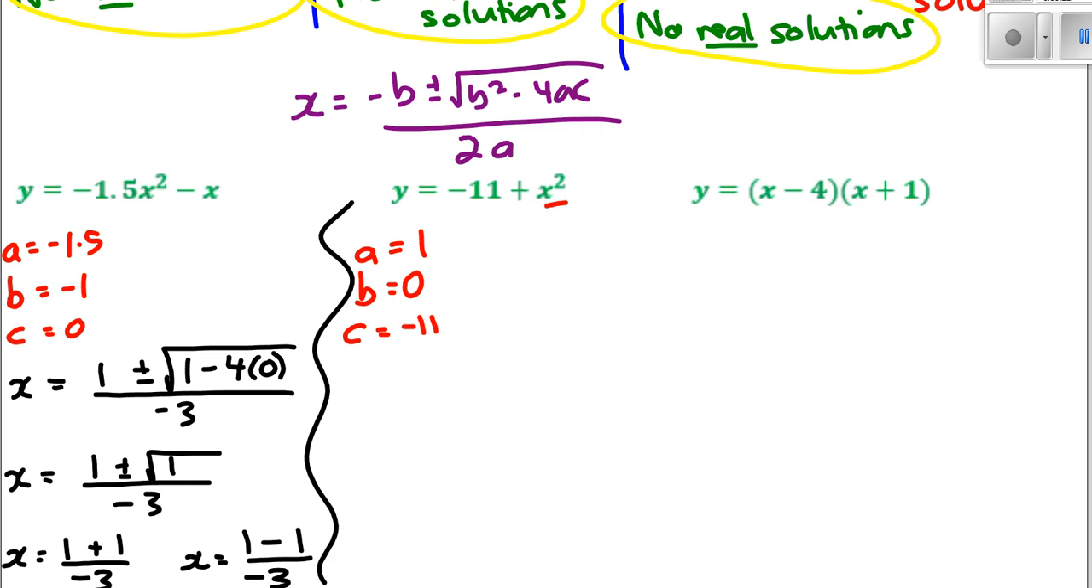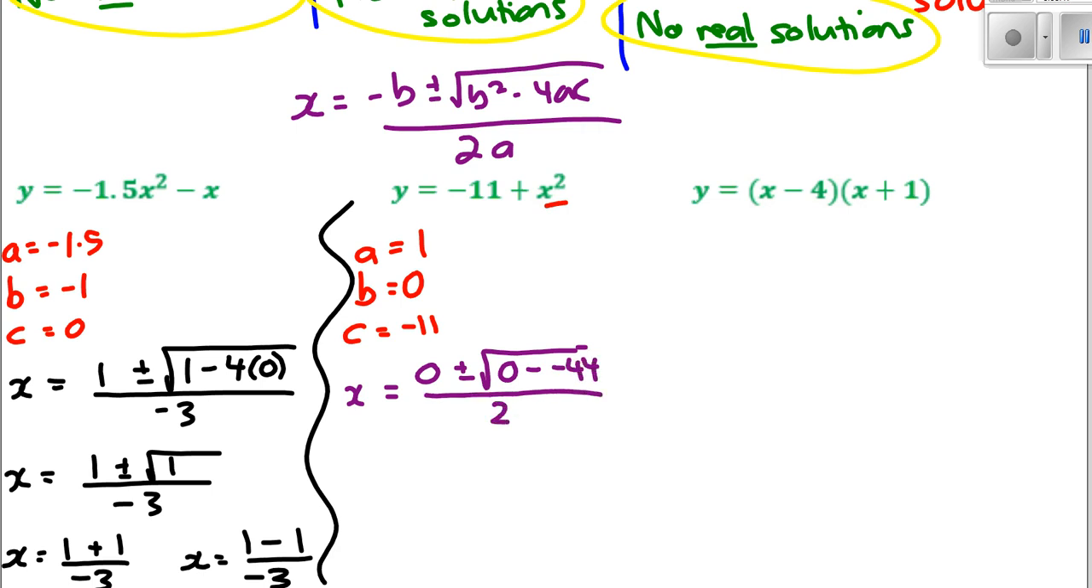x equals negative b, so negative 0, which is a 0, plus or minus the square root of b squared, 0 squared is 0, minus 4ac. So what's 4 times ac? ac is 1 times negative 11. 4 times negative 11 is negative 44. So negative negative is going to end up with a plus. 2a is 2.